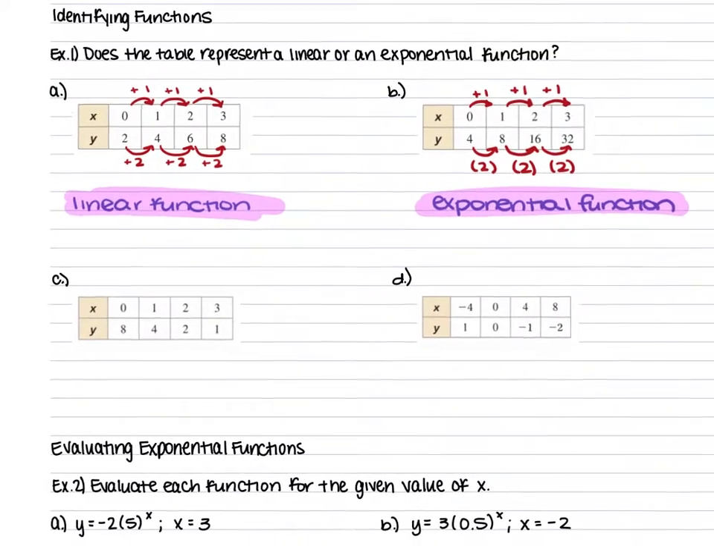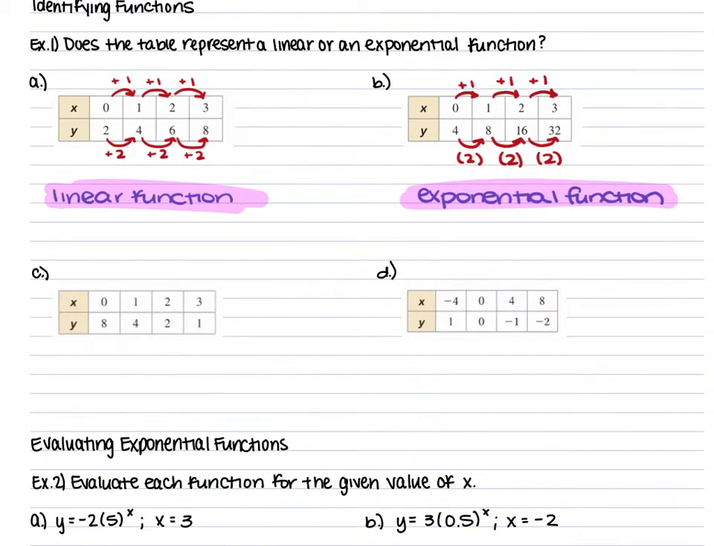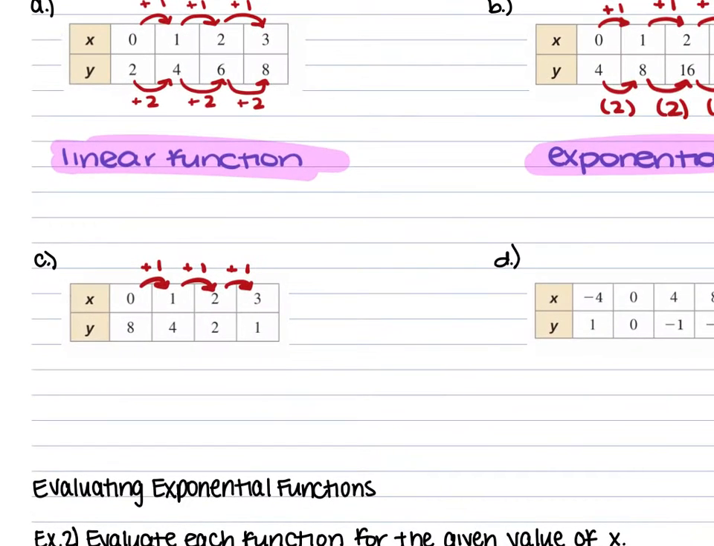For example C, we have our x values of 0, 1, 2, 3. So again, we add 1 to each of these to get the next. For our y values, we have 8, 4, 2, and 1. 8 minus 4 is 4. 4 minus 4 is not 2. Try multiplying it by something. 8 times what is 4? Well, if we divide it by 2, it's the same exact thing as multiplying it by 1/2. So 8 times 1/2 is 4.